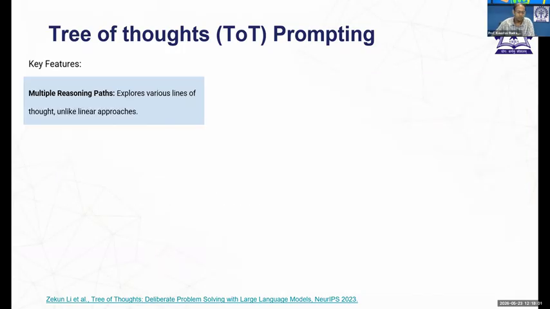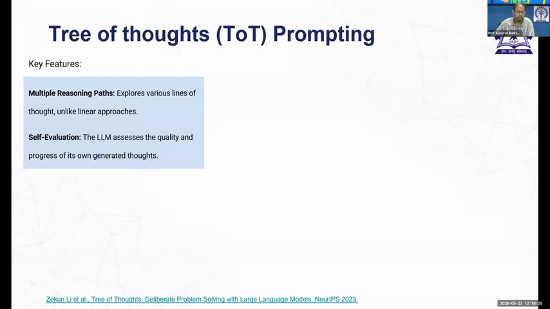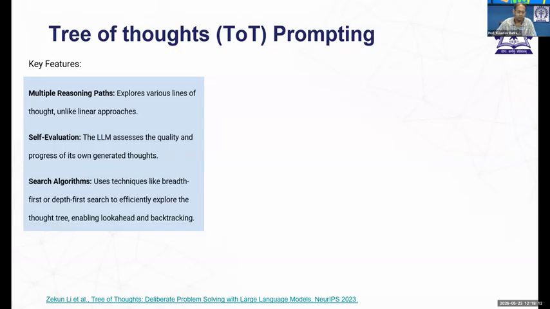What are the key features? Multiple reasoning paths explore various lines of thought, unlike linear approaches. Self-evaluation: the LLM assesses the quality and progress of its own generated thoughts. Search algorithms use techniques like breadth first search or depth first search to efficiently explore the thought tree, enabling lookahead and backtracking.